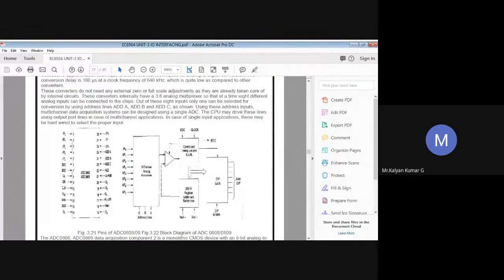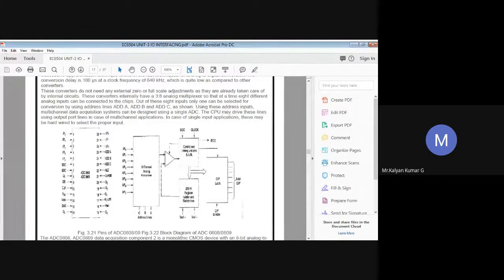How do we select? Suppose ABC, we'll be having 8 combinations. If it is 0, 0, 0, we are going to select the channel IN0. If it is 0, 0, 1, select channel IN1. If it is 1, 1, 1, you're going to select channel IN7. In that way, you select only any one of these 8 analog inputs for conversion.